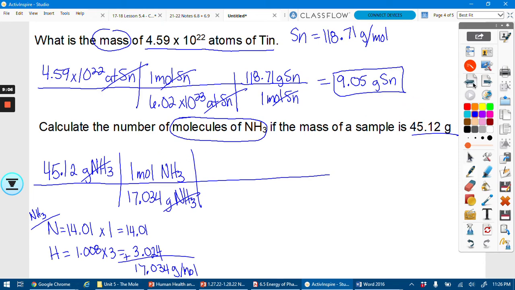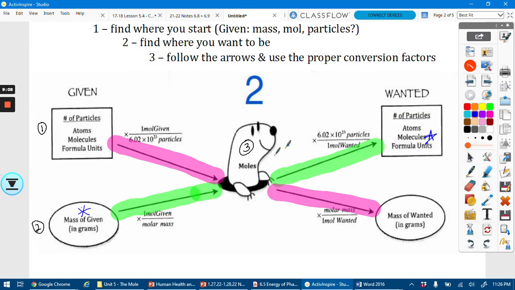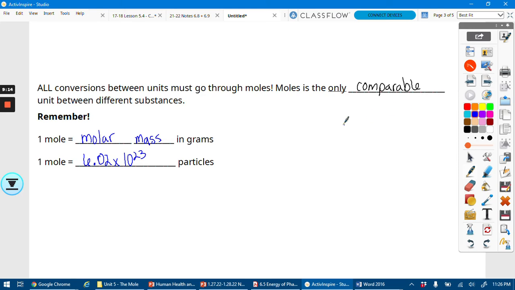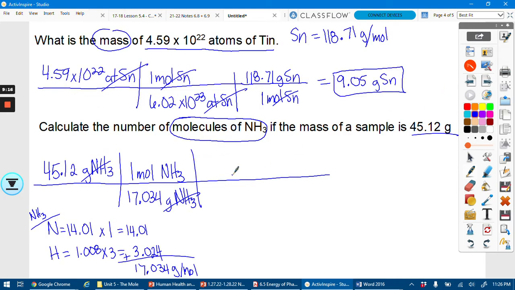We want to go to molecules, so we're going to look at our mole map, going from moles to molecules. We need 6.02 times 10 to the 23rd particles over 1 mole. So 6.02 times 10 to the 23rd. Our particles in this case are molecules of NH3. And that over 1 mole of NH3. Now we can cancel out moles.